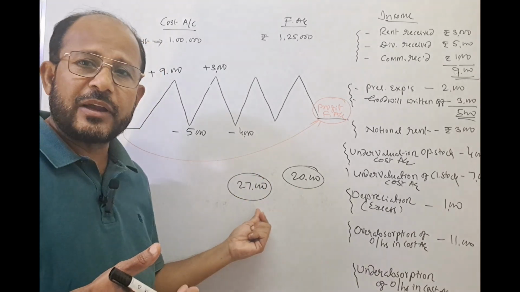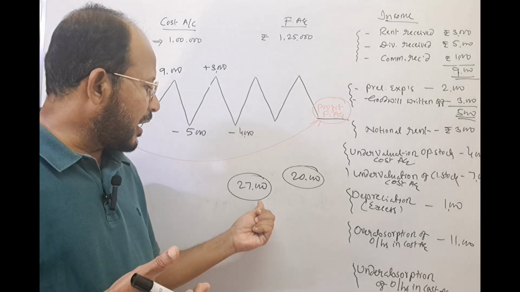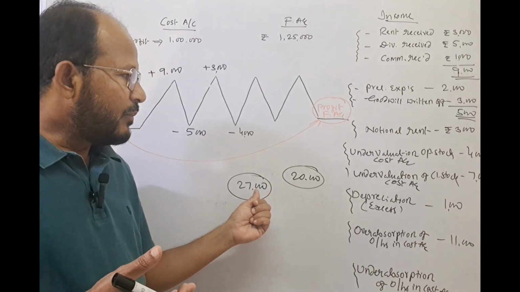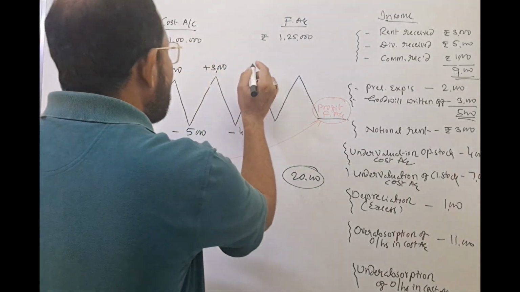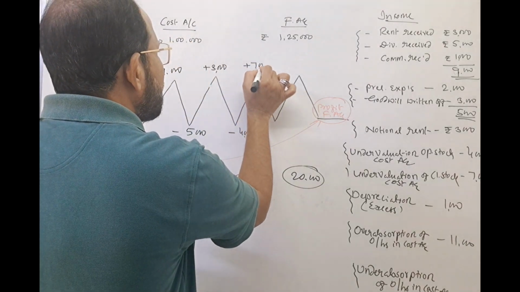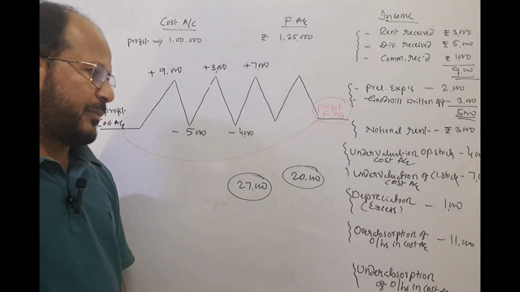If we want to reach the financial accounting profit, what we need to do is this rupees 7,000 is required to be added. So we have to show plus rupees 7,000 here.